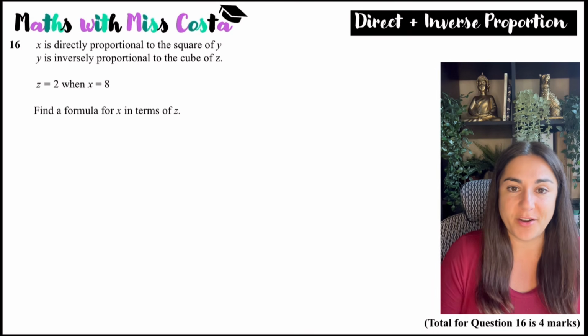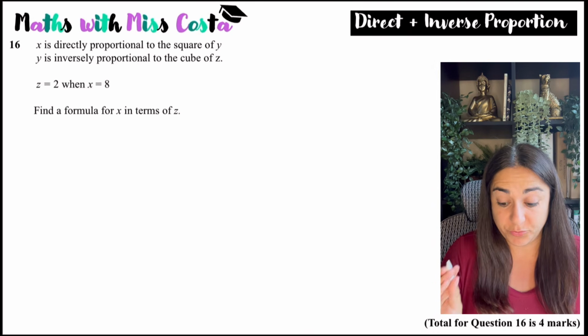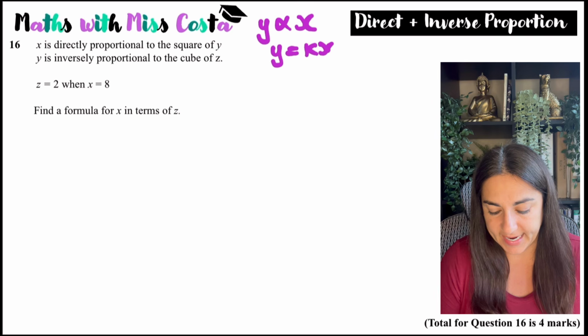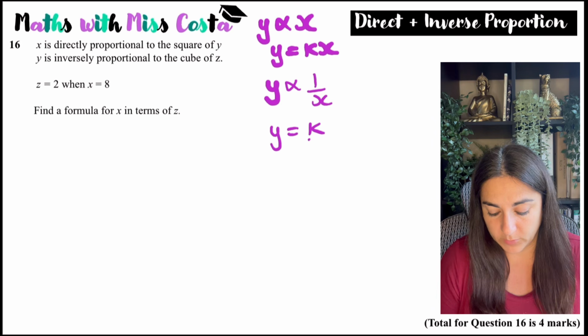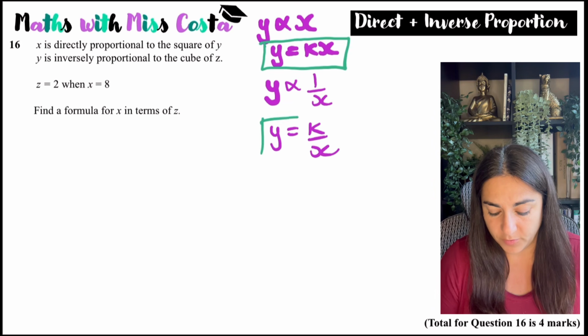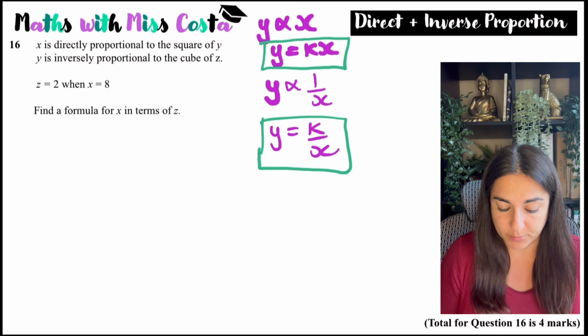Okay, so here we've got direct and inverse proportion. So just a really quick reminder, with direct proportion, let's say y is directly proportional to x, the formula would be y equals kx. If y was directly proportional to the inverse of x, the formula would be y equals k over x. So hopefully these are things that you already know. If not, then recap on direct and inverse proportion.